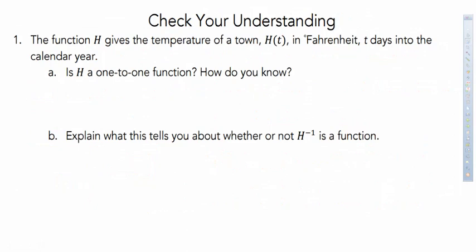All right, the function h gives the temperature of a town, h of t, in degrees Fahrenheit, t days into the calendar year. Is h a one-to-one function? How do you know?